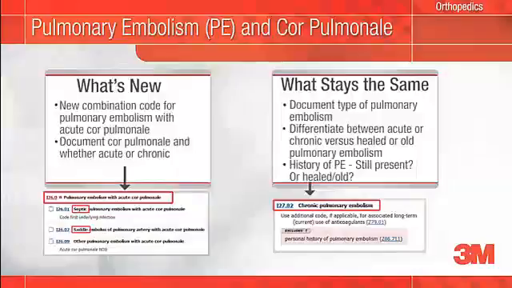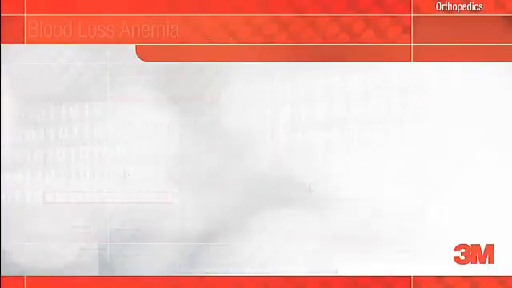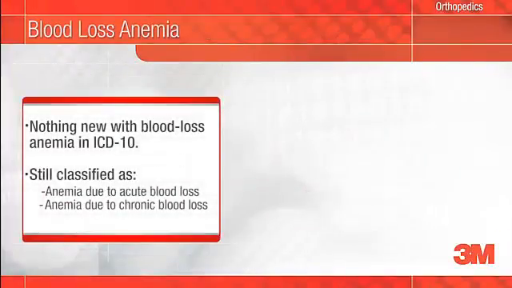Severity of illness is increased when a patient has a chronic pulmonary embolism, but there is no impact on the severity of illness when the patient has a personal history of pulmonary embolism. Note that documentation of healed or old PE results in the reporting of a code for personal history of pulmonary embolism. There's nothing new with blood loss anemia in ICD-10.